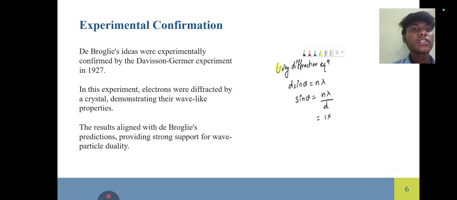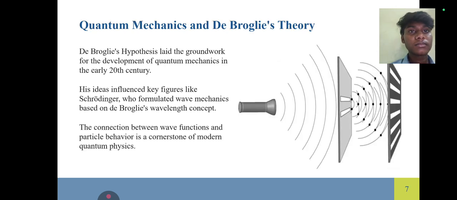Experimental confirmation. De Broglie's idea was experimentally confirmed by the Davisson-Germer experiment in 1927. In this experiment, electrons were diffracted by a crystal, demonstrating their wave-like properties. The result aligned with de Broglie's prediction, providing strong support for wave-particle duality. Here we use the diffraction equation, d sin theta equals n lambda, so sin theta equals n lambda by d.